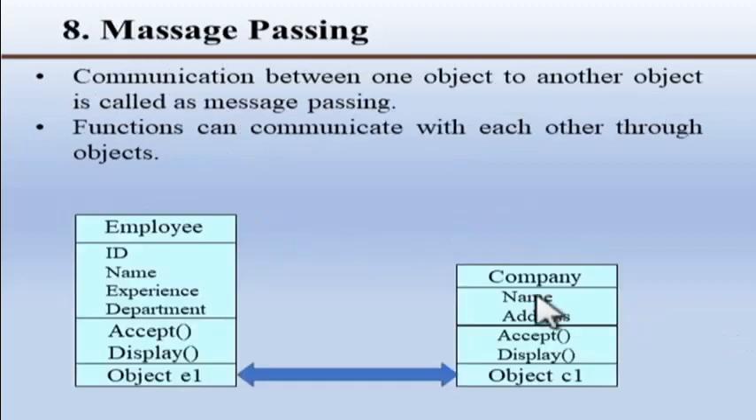Next, message passing. Communication between one object to another object is called as message passing. Functions can communicate with each other through objects. Basically, message passing is nothing but the sharing of data. If one function can be accessed by another function, then it is called as message passing. And the message passing can be done using objects.